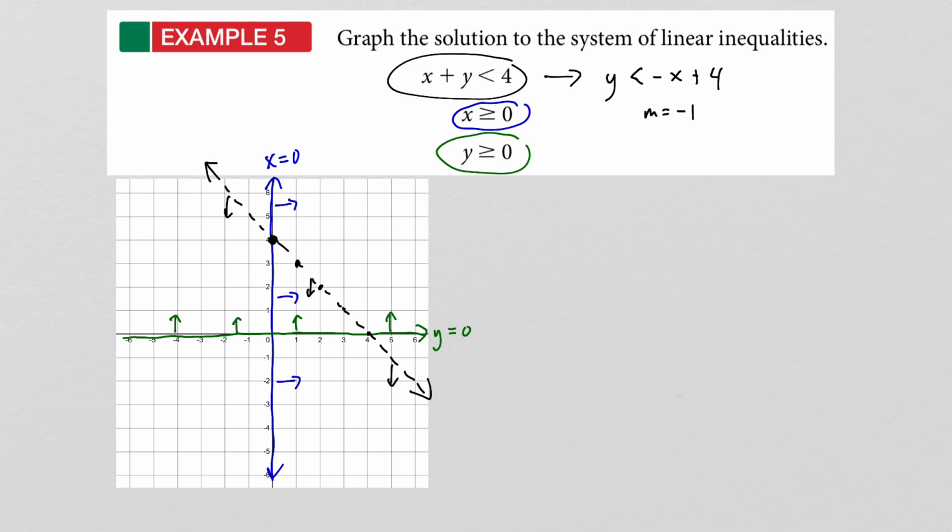So now we're going to shade the region that satisfies all 3 of these. And that region is going to be this triangular region right here in the middle. This is the only region that satisfies being to the right of this line, being above this line, but also being below this line. And so this is our solution.